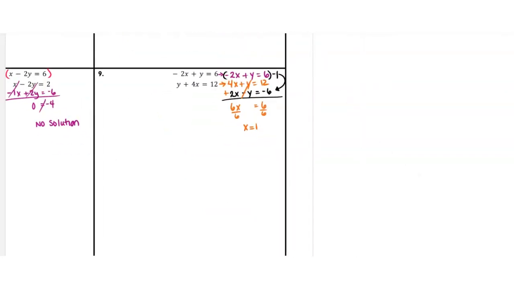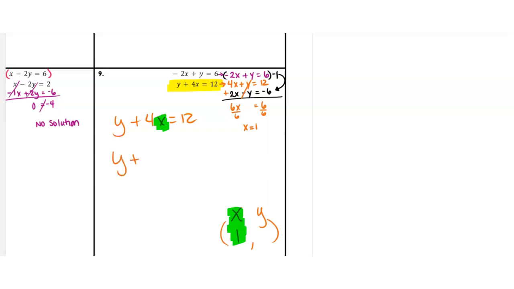So that's half of it. Our x is 1. Now let's go ahead and solve for y. Remember, you can use either one of those two equations. I'm going to use the second one. It just looks like it has the least amount of negatives. So y plus 4x is equal to 12. Instead of x, we'll plug in the 1. So y plus 4 times 1 is equal to 12. Y plus 4 is 12, subtract 4, and y is equal to 8.